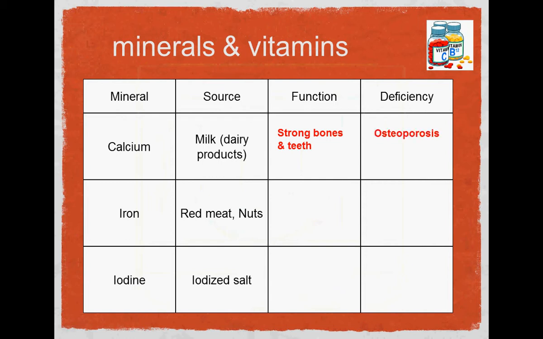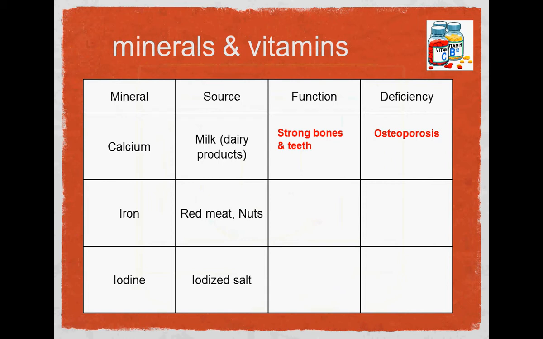It's called osteoporosis. This is when a person's bones are not as dense as they should be, and therefore they can break easier. They can fracture and so forth. So it's important to get enough calcium in the diet.